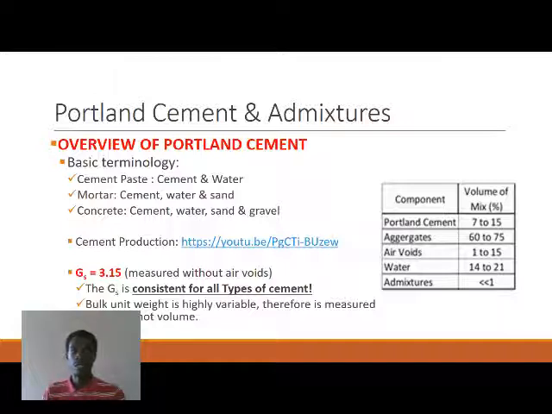Cement paste is basically a mixture of cement and water, and mortar is a mixture of cement, water, and sand. That's what people use most times for plastering. So what we call plastering is actually mortar. Then the real concrete is a mixture of cement, water, fine and coarse aggregate, which will be sand and gravel in this case.